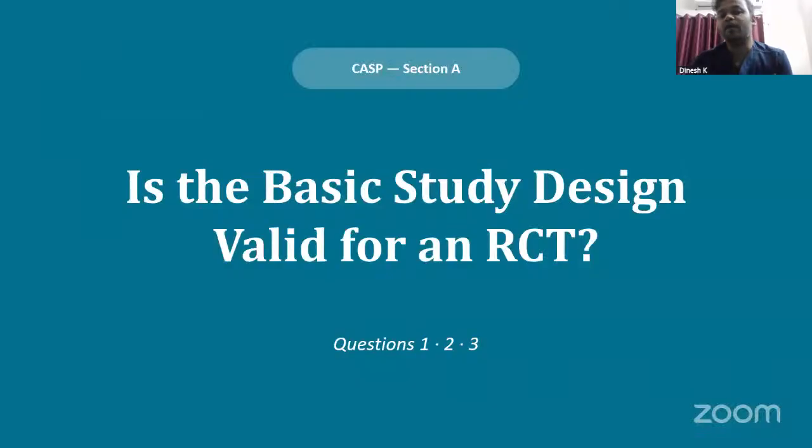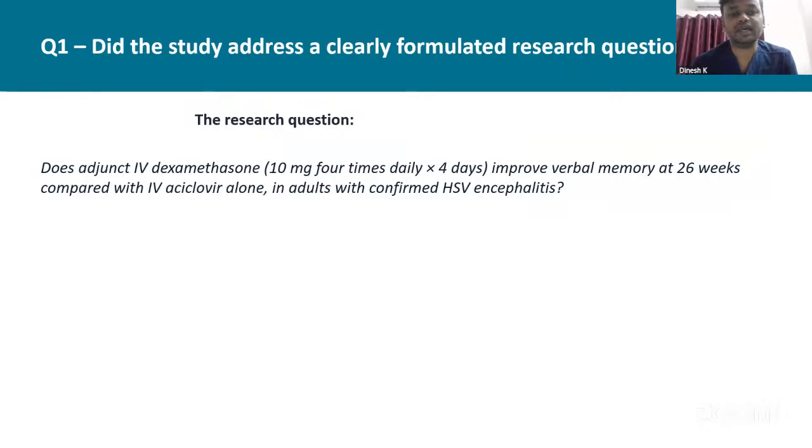So with that background, we will try to go through the CASP checklist. So first, is the basic study design valid for the RCT? The first question is, did the study address a clearly formulated research question? Definitely the research question is this: did dexamethasone improve the verbal memory at 26 weeks compared with acyclovir alone in confirmed HSV encephalitis? Definitely the study addresses a clearly formulated research question, and they have chosen verbal memory, which is a kind of disease specific outcome.